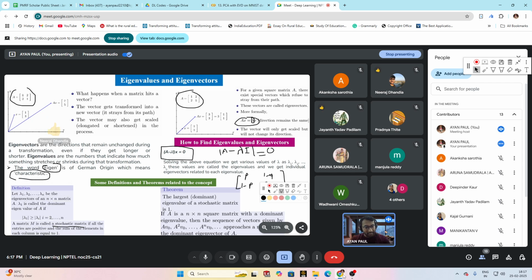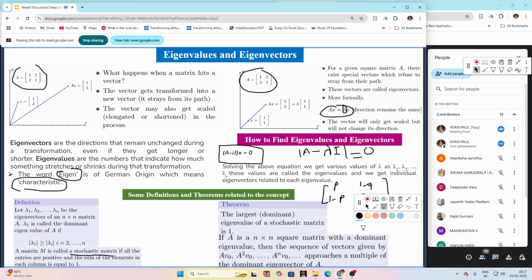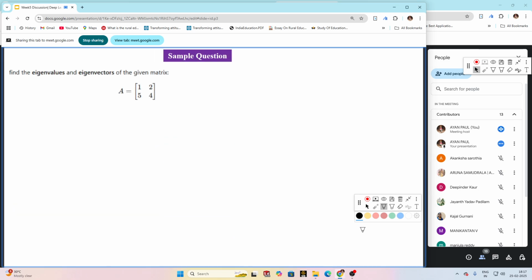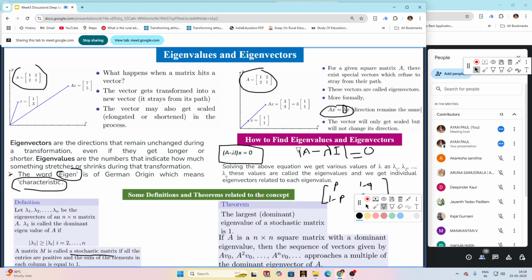Okay, so let's practice a question related to this: how to find the eigenvalue and eigenvector. This is our matrix A, which has elements 1, 2 and 5, 4. Now we have to find the eigenvalue and eigenvector. What is the first step? The first step is to find the characteristic equation. The magnitude of A minus lambda I equal to 0 will give you the characteristic equation.